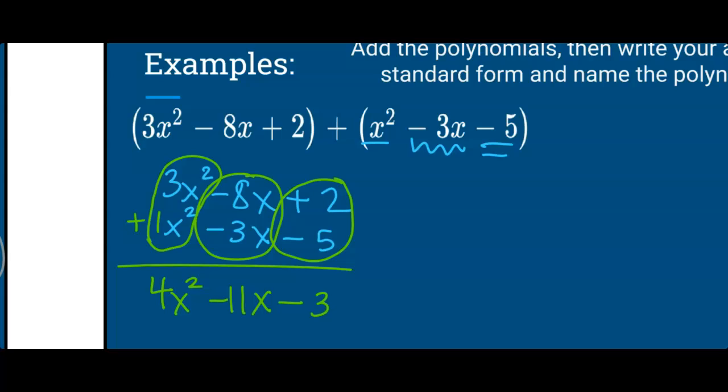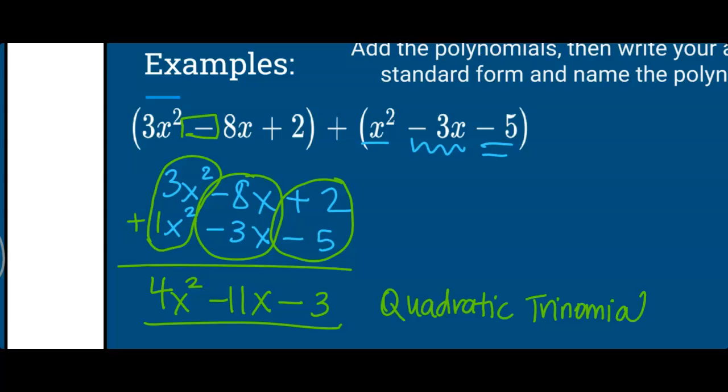Making sure that you remember your adding rules. If your signs are the same, you add. If the signs are different, you subtract. And also just watching and remembering that subtraction is the same as negative. So thinking about that term as a negative 8x instead of a minus 8x. This is in standard form since I go 2, 1, 0. And so I'm just going to go ahead and name it. It is a quadratic trinomial because it has a degree of 2 and 3 terms.